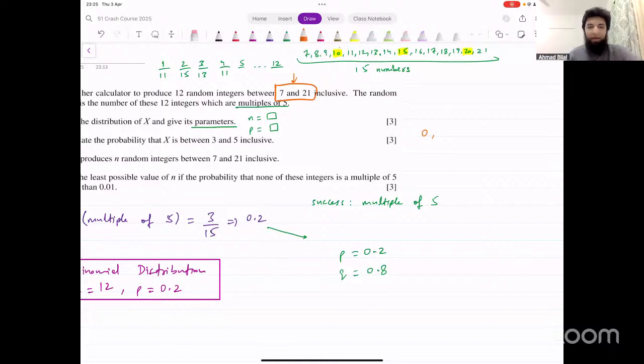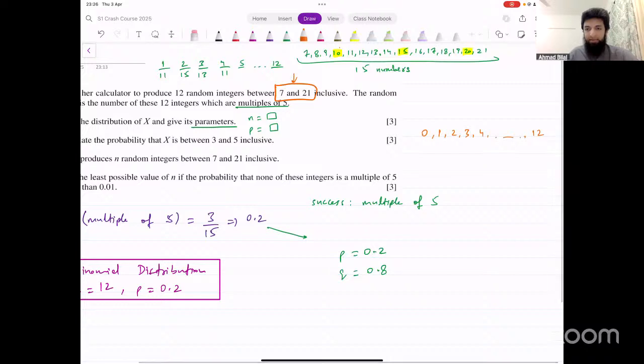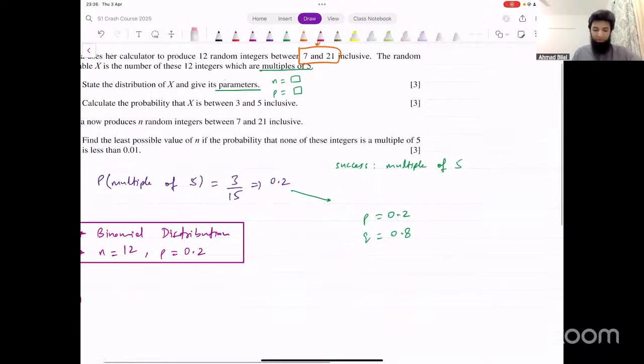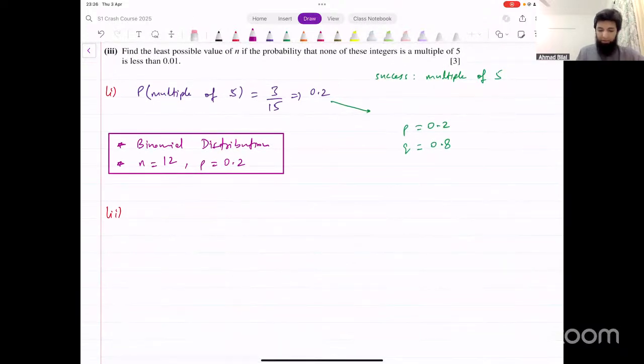We are randomly generating integers. It is possible that none of them are 10 or 15 or 20. In that case, the number of successes would be 0. It's possible that out of those 12 integers that we are generating, 1 is a multiple of 5, or 2 are multiples of 5, 3 are multiples of 5, 4 are multiples of 5, because the number can come again as well, all the way up to 12. So x can have all of these possible values, right? Okay, so the number of times we're repeating something is what n represents here.